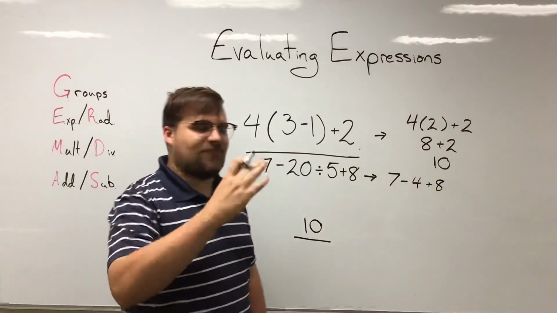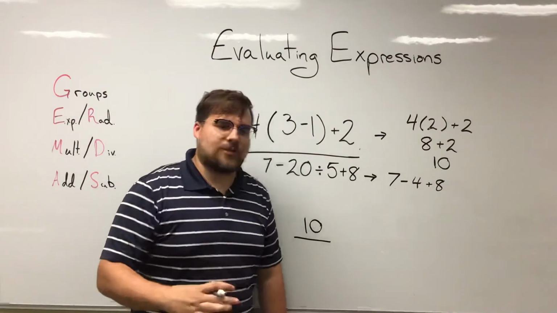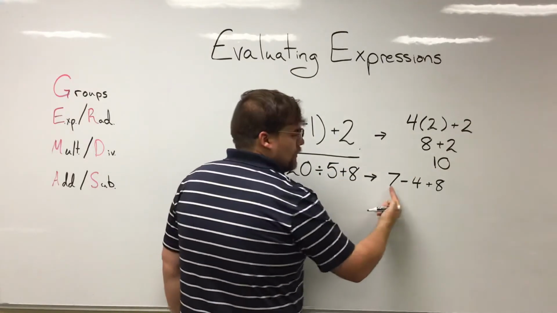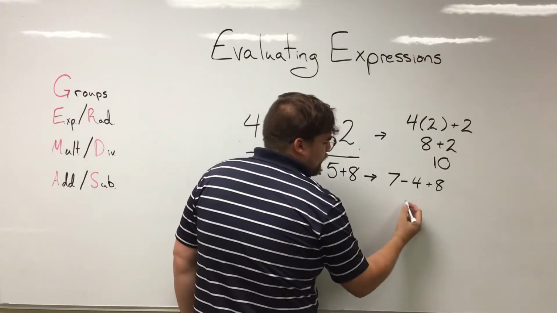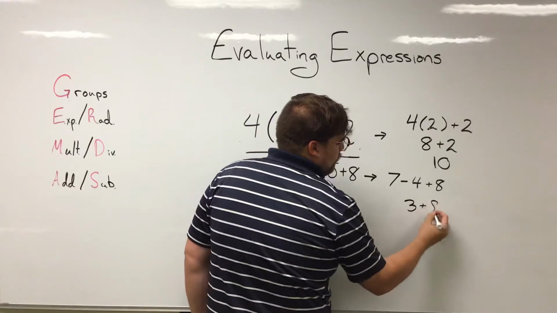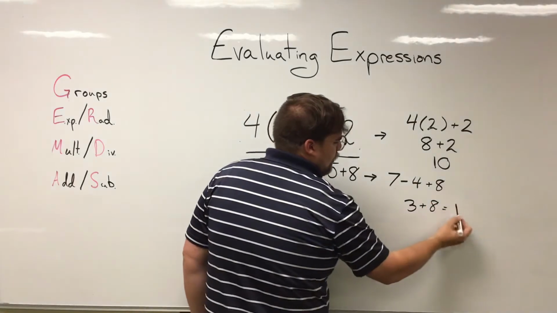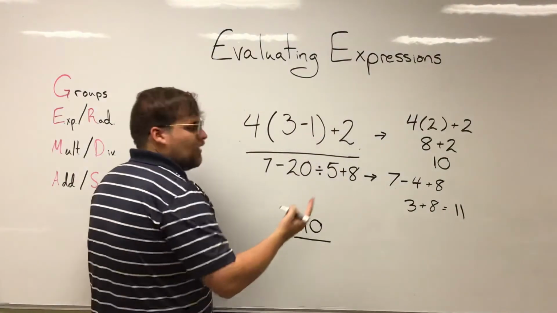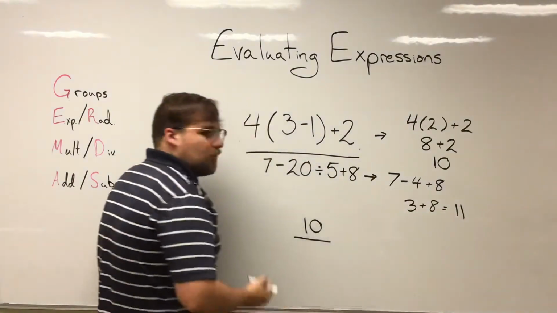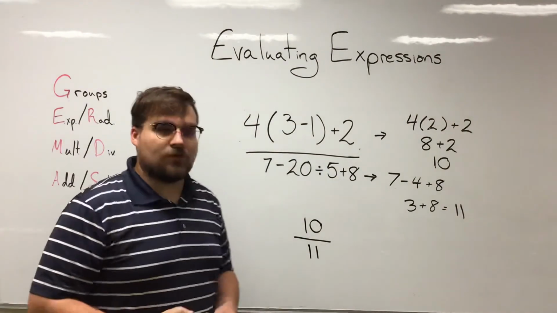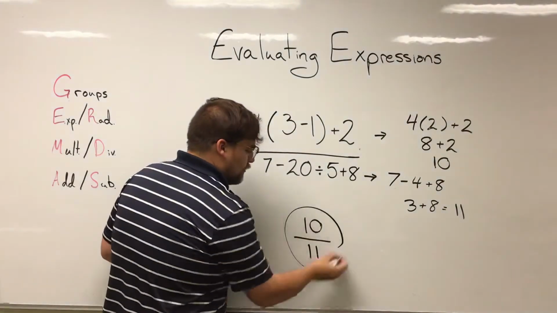Now that takes me to my final step in order of operations, addition and subtraction, which again works left to right. So 7 minus 4 is 3. Then we're left with 3 plus 8, and we get 11. So 11 is our denominator to this fraction. 10 over 11. That's going to be the answer.